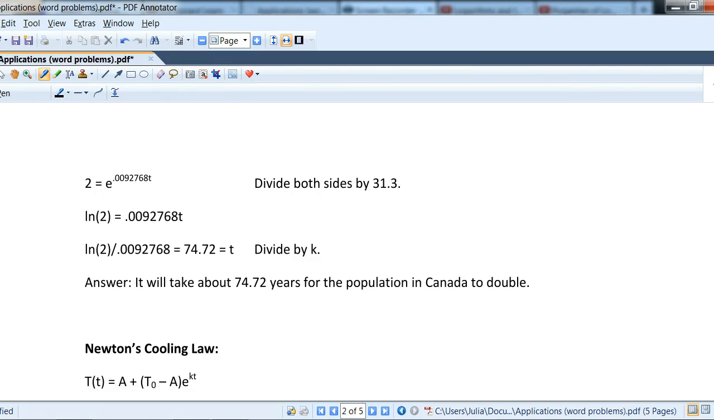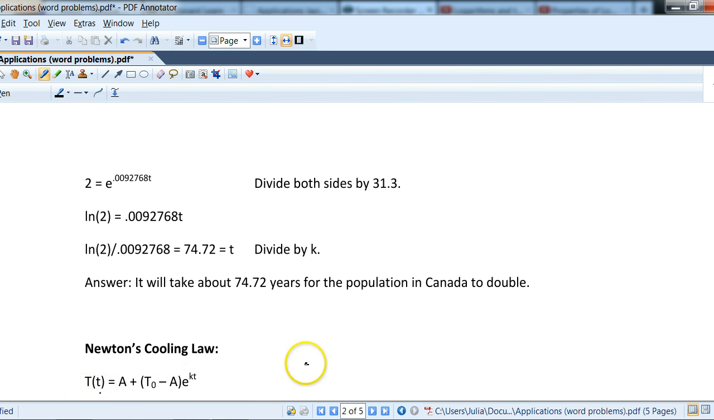Okay, the next one I'd like to take a look at, maybe in section 3.2, I believe, is Newton's cooling law. Again, as I mentioned, it could be interesting in forensics or other situations. And so we have this equation that we want to use. So you may want to write this down as you're working on the problems.